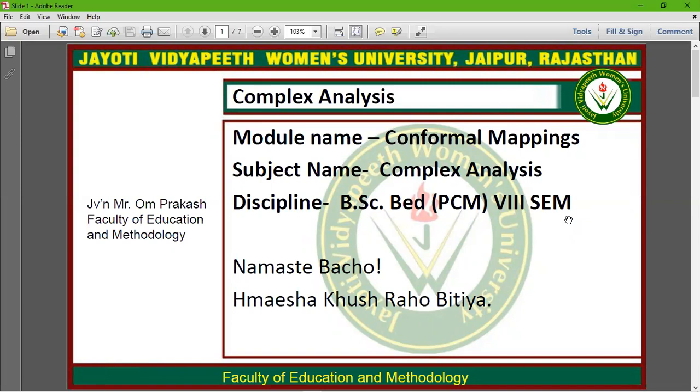Today I will teach you complex analysis, in which the topic name is conformal mapping. Here I will see the linear transformation. In your previous class, we saw the different types of transformation, such as translation, rotation, magnification, inversion, and the combined form of these transformations.